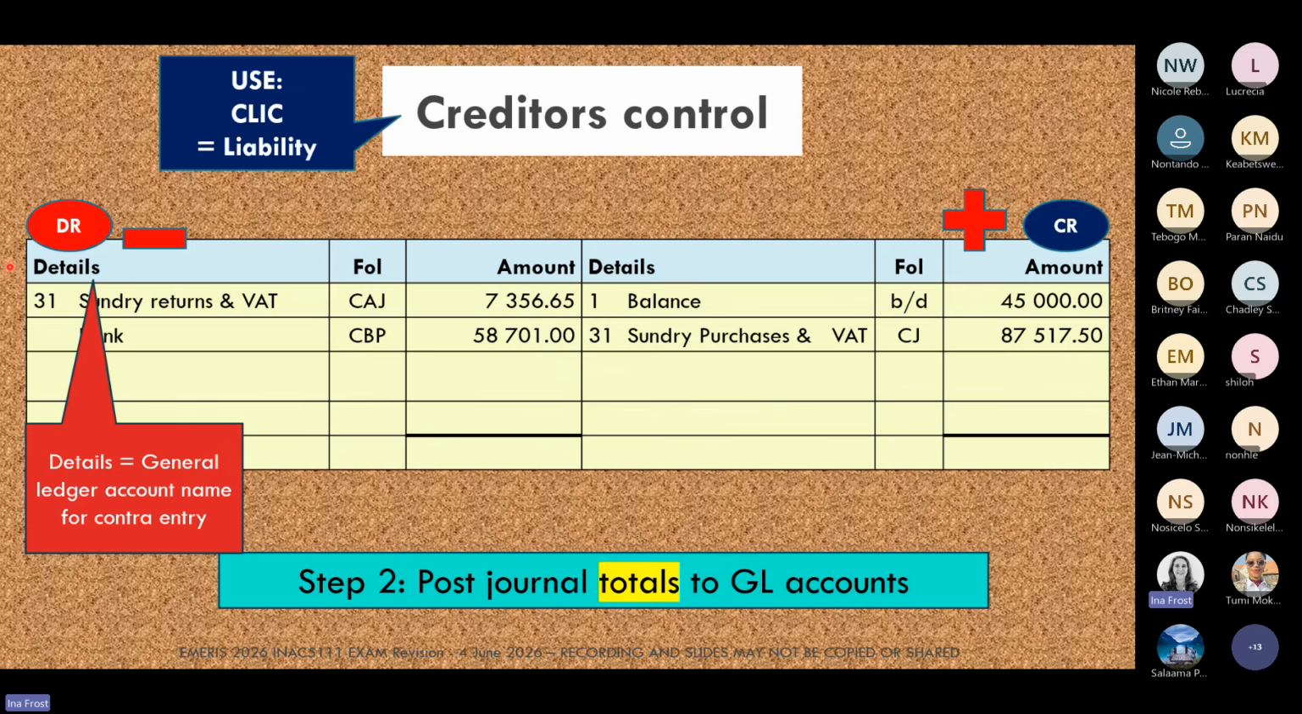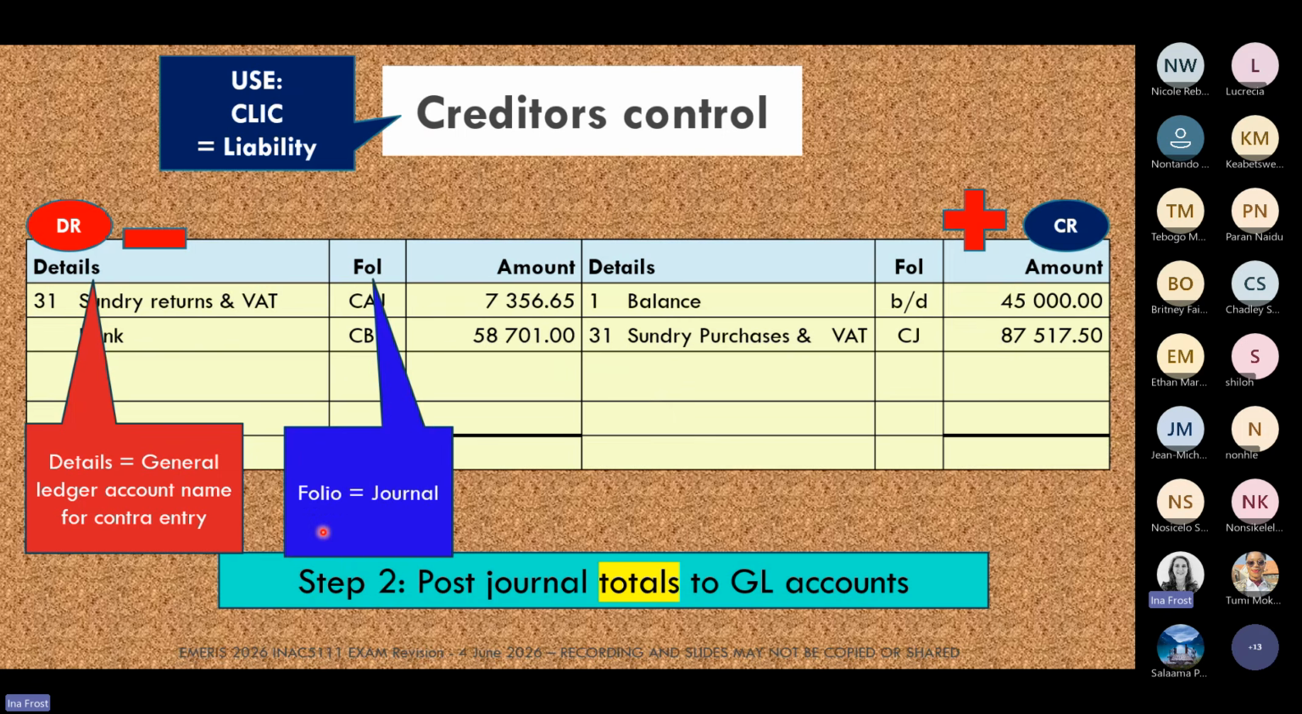To just make sure we all remember that, what do we write under details? Under details, we're looking for the name of the general ledger account where the contra entry will be sitting. So in other words, where's the other side of this entry?